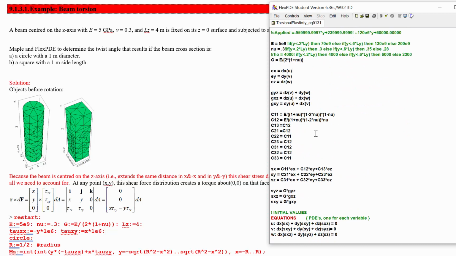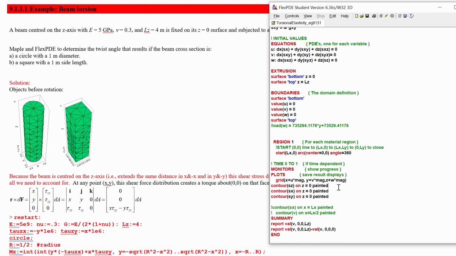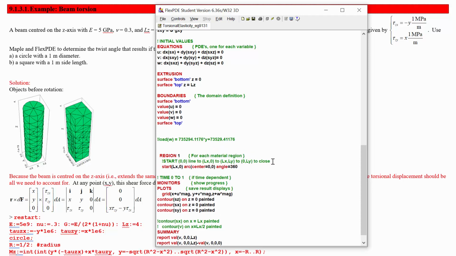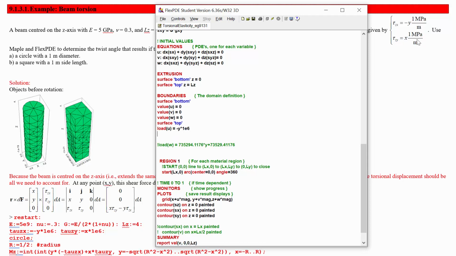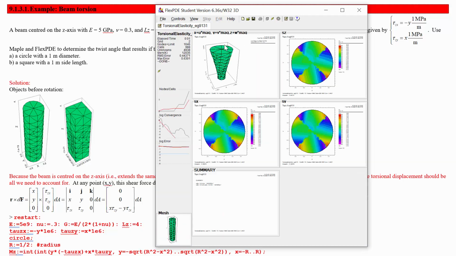Right. So what can we do? How can we apply the torsional stress that we're interested in? Well, we need to apply a stress on the top surface, which is in the x direction given by this. So load U is equal to negative y times 1e6. And we need a stress in the y direction given by this. Load V is positive x times 1e6. So this should be giving us that twist angle. Kind of expands out, and you see we've got some interesting twisting stuff here.